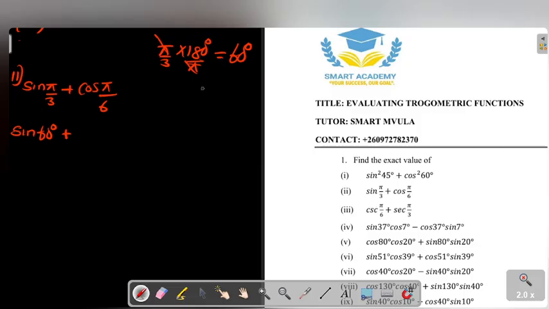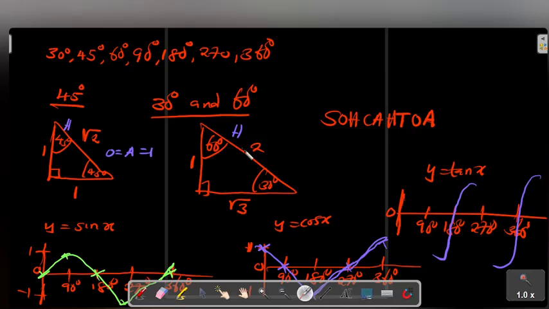Plus then cos of pi over 6. So pi over 6, we change this by 180 degrees over pi. So we have 180 divided by 6, which is 30. So now here we have cos 30. We can see that all these are special angles. The first one we need to find is sine 60 degrees.